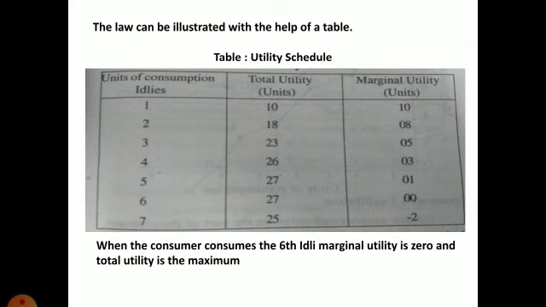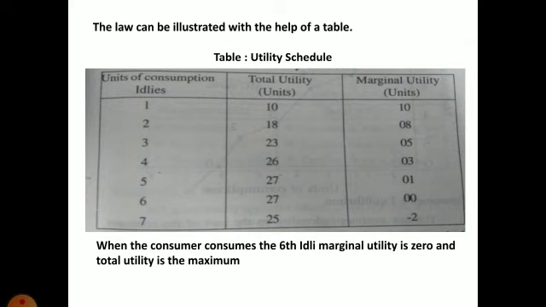The first column shows the units of consumption. Here we have taken idli as the commodity, and the second column shows the total utility, and the third column shows the marginal utility. So here, this is a hypothetical consumer. When the consumer consumes the sixth idli, the marginal utility is zero. Zero marginal utility is always the indication of full satisfaction arising out of excess consumption.